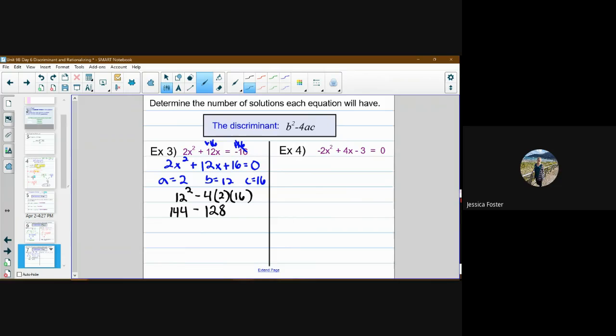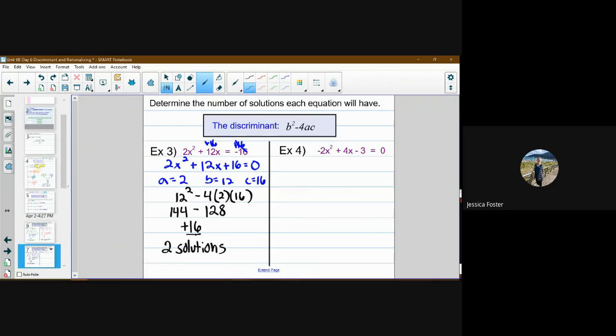Honestly, you don't actually have to keep going at this point because I know 144 is bigger than 128. So even if I didn't want to go through and find out that the difference is 16, as long as I knew that this answer was going to be positive, I know that there is going to be 2 solutions. Not because it's specifically the number 16, but because 16 is a positive number.